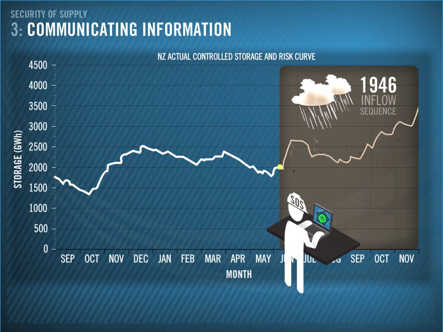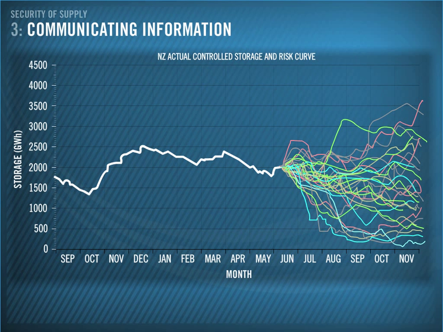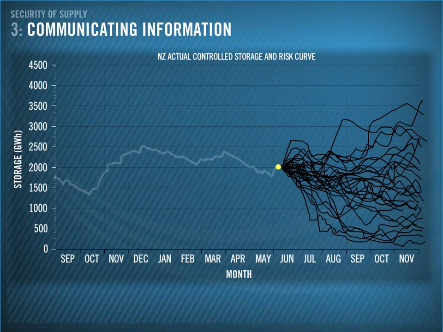Our model simulates this using the factors we discussed earlier. This mass of spaghetti lines shows this process for each recorded inflow sequence since records began in 1931. Let's look at how we use these simulations to derive the hydro risk curves. As you can see, at the current storage level, none of the simulations are falling below the red line. This means there is almost no risk of a power shortage over the next few months.